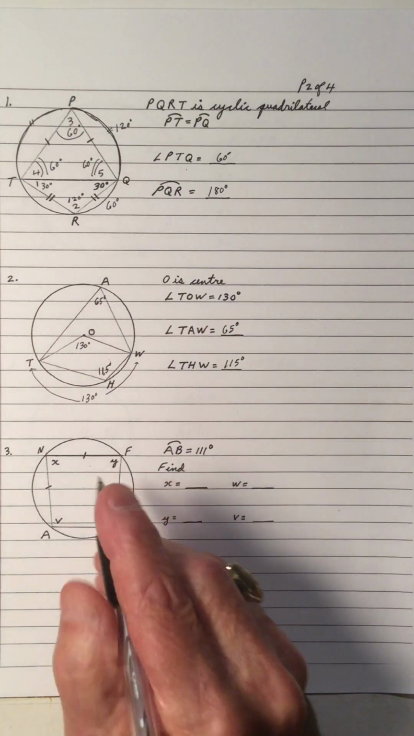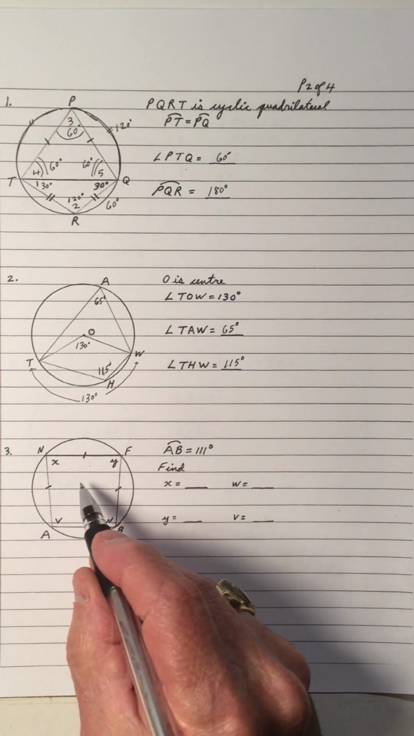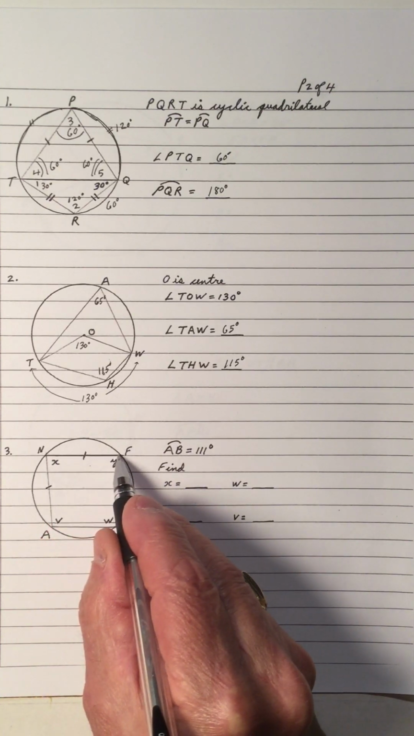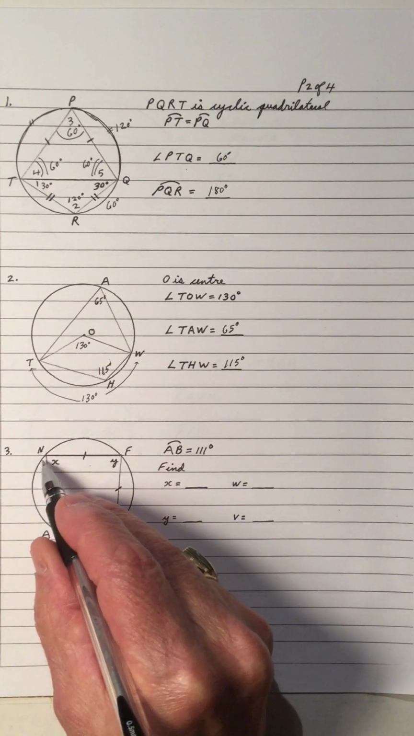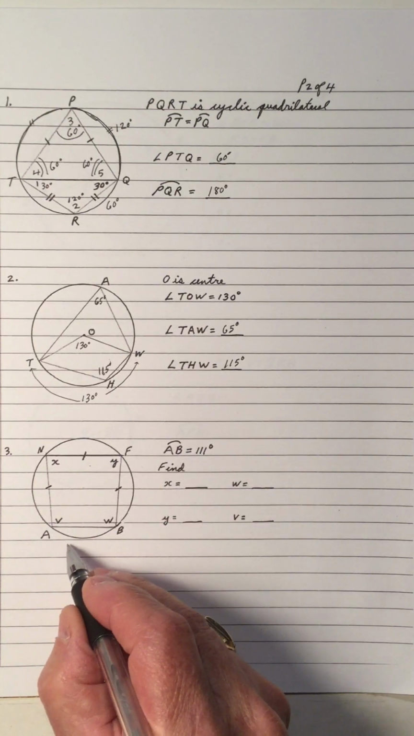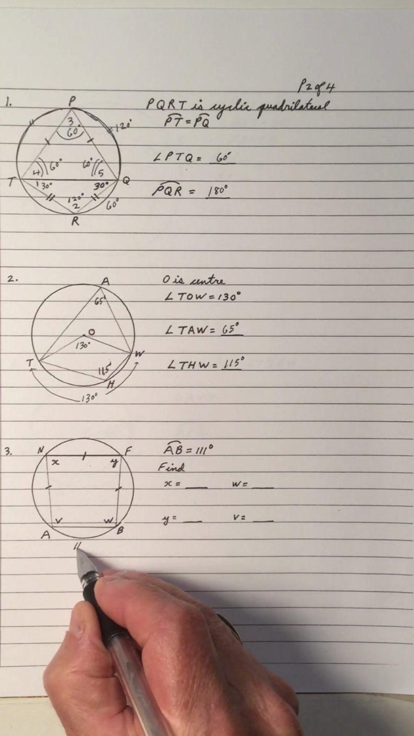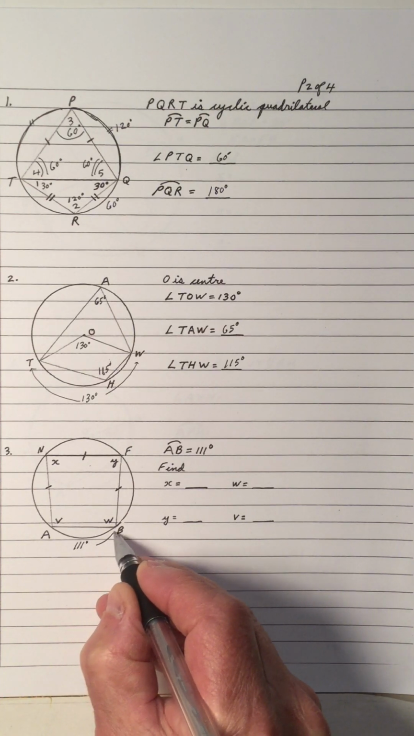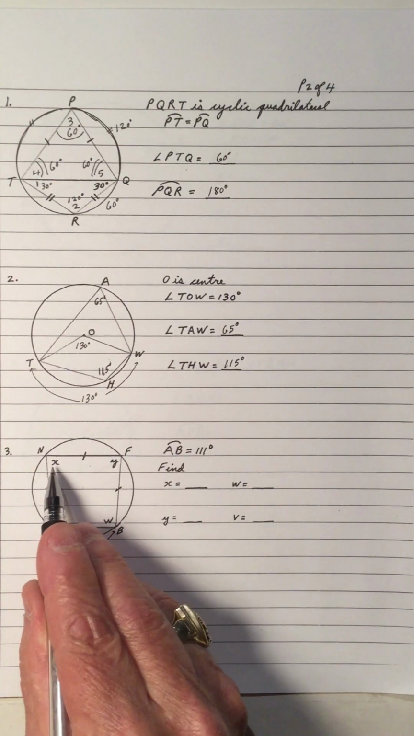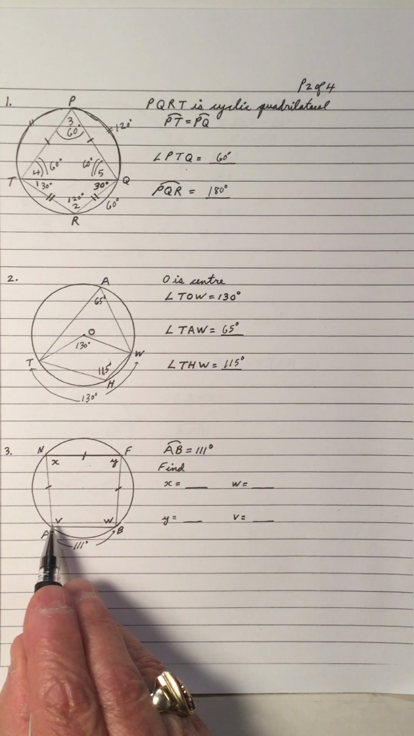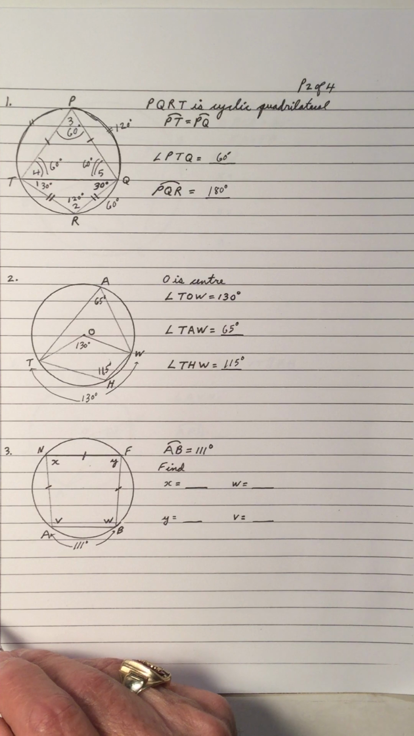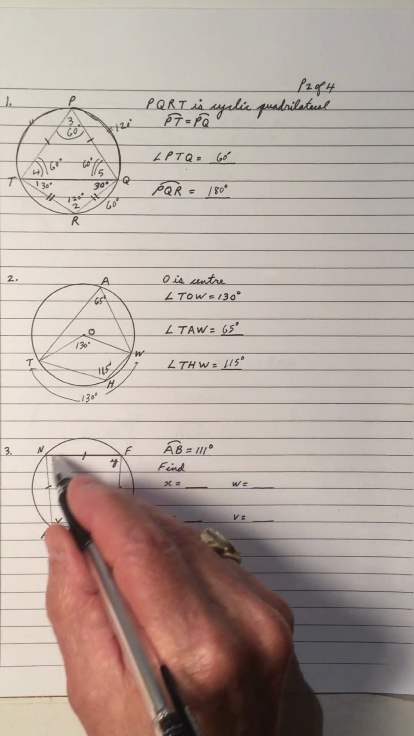Okay, let's continue. We have another diagram, and you can see that this chord is equal to this chord is equal to this chord, because they're all marked the same. And we have the arc AB as 111 degrees, so this is 111 from here to here. So we want to find X, Y, W, and V.